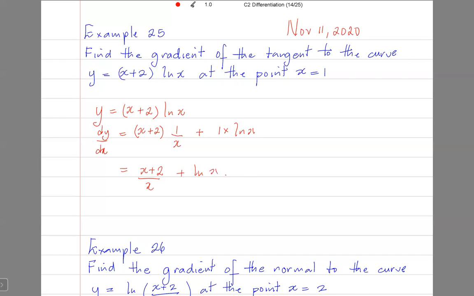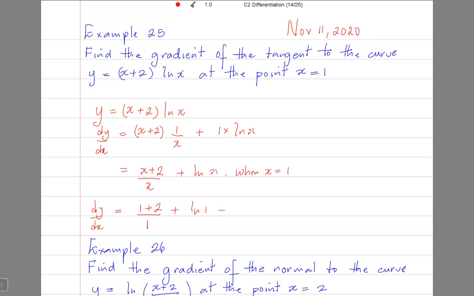Then I'm going to say when x is equal to 1, dy by dx would be equal to 1 plus 2 over 1 plus ln 1. ln 1, that is the log to the base e of 1. And essentially the log to any base of 1 is 0.